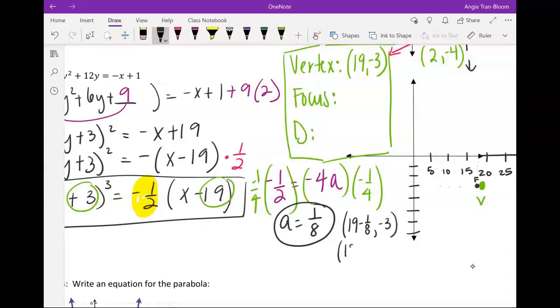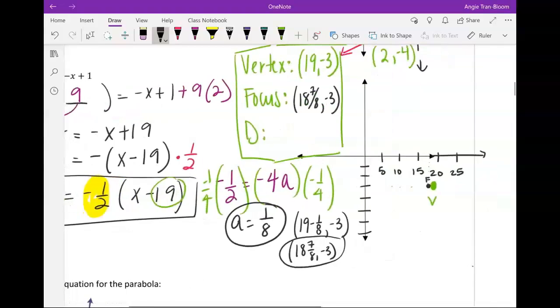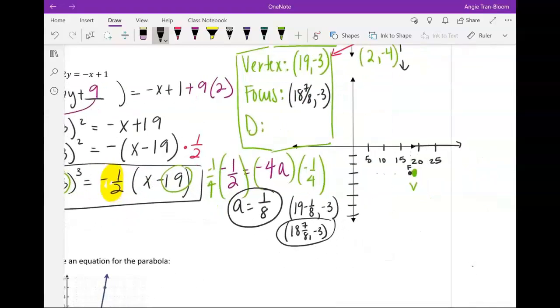Take away 1/8 is 18 and 7/8, comma, negative 3. This is your focus. That gets filled in right here: 18 and 7/8, comma, negative 3. And we're going to do the same thing to the directrix. The directrix is 1/8 behind the vertex. So that means it's going to be x equals 19 plus 1/8, which is really 19 and 1/8.